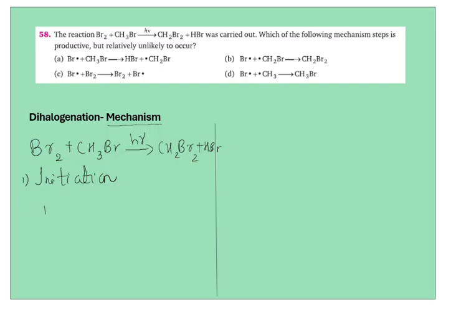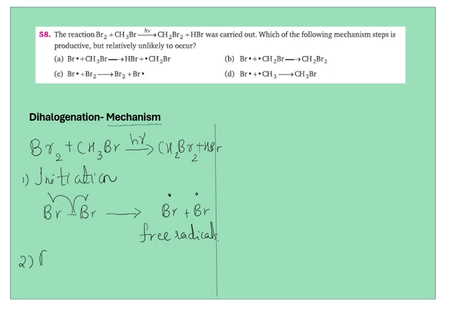Initiation. What happens in initiation? The bromine molecule will undergo homolytic fission. Homolytic fission is where a covalent bond is broken in such a way that each bromine atom takes one electron each. It's called homolytic fission or homolysis. And what are these reaction intermediates formed? These are called free radicals. These are odd electron species which are formed during the course of the reaction.